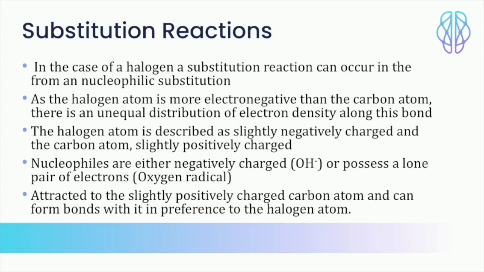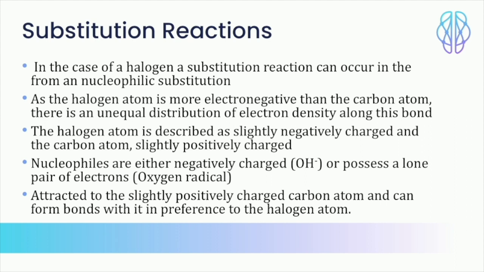The second type of substitution reaction that you'll need to remember is the nucleophilic substitution that happens in haloalkanes. So what does that actually mean? The second dot point is something that I'm sure you're well accustomed to now: the halogen atom is more electronegative than the carbon atom, and thus there's an unequal distribution of electrons, creating a difference in electron density. So the halogen atom will take on a slight negative charge and the carbon atom a slight positive charge.